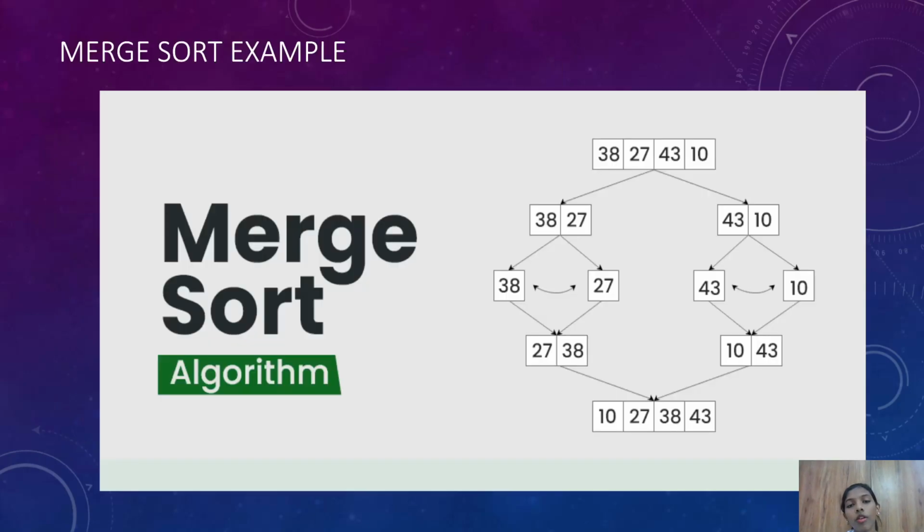Here is an example of merge sort, where an array of four elements is given, which is divided into two equal halves by finding the middle element of the array, and then they are divided into single parts, and they are arranged in ascending order and merged back in the same array order.